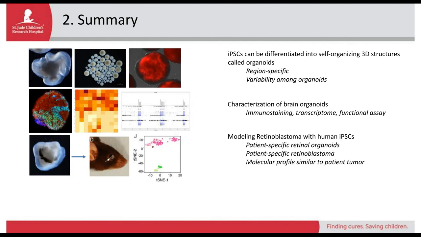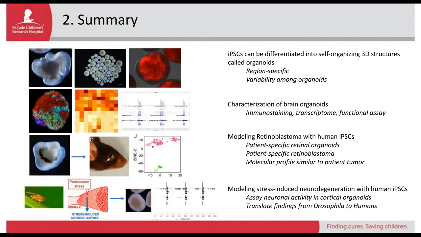I showed you that in our department, we've used human iPSCs to generate patient-specific retinal organoids, which were able to generate a patient-specific retinoblastoma in immunocompromised mice. And these organoid-derived retinoblastomas have the same molecular profile as patient tumors. I also showed you that we've been able to use iPSCs to model stress-induced neurodegeneration by looking at spontaneous neuronal network activity in mature cortical organoids in response to thermal stress and in response to treatment with and without neuroprotective factors that were discovered in the lab.